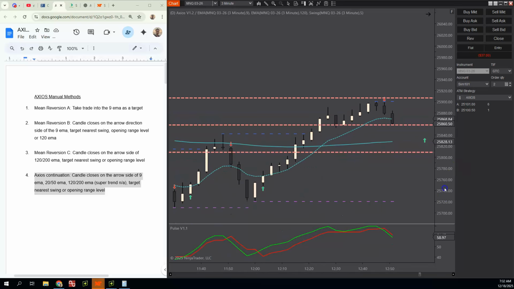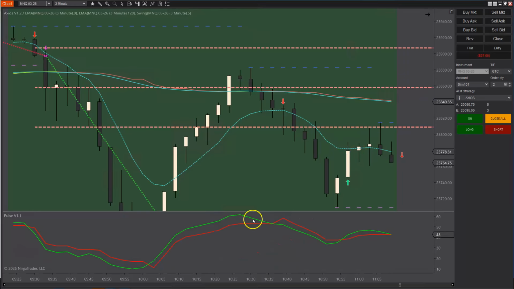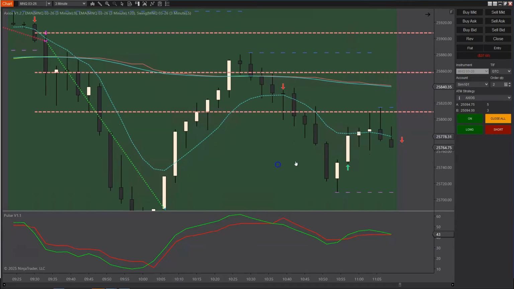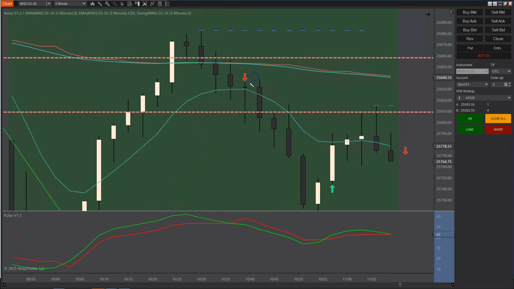I mean, an Axios continuation would basically be like this arrow doesn't count until, as far as the automation goes, like let's turn the automation on. Okay, so with the automation, this trade right here, because this red arrow candle did not close below the 9 and the 120, it's not going to take this trade because it didn't do it at the same time, right? So this next candle does, so I call this an Axios continuation.